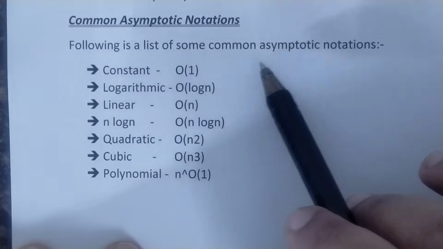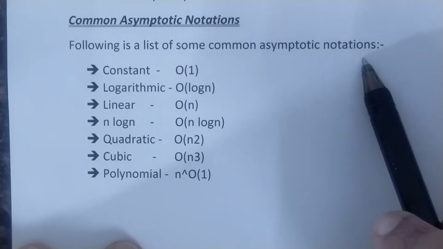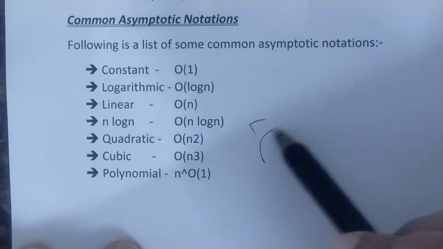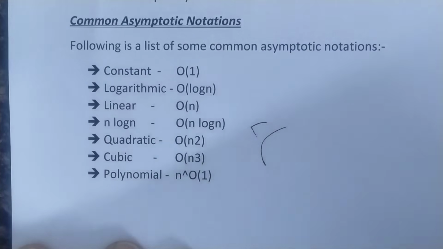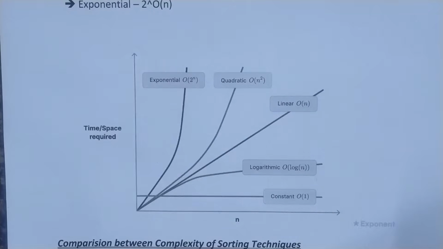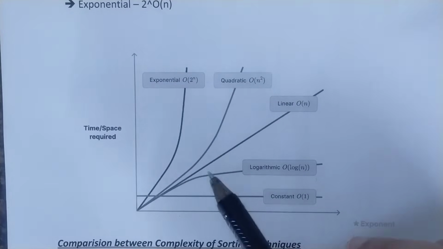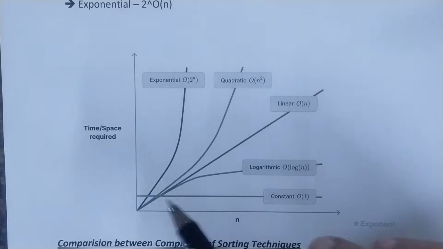Here is a list of some common asymptotic notations. These are as below. Please note down these notations for future references. Here I have designed a graph for calculating time and space complexity required with respect to the size of the program, that is n.